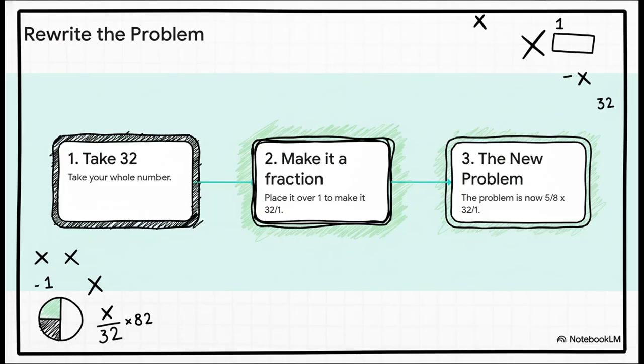Okay, let's do it then. We take that 32, and poof, we write it as 32 over 1. And just like that, our problem isn't a fraction times a whole number anymore. Now it's a fraction times another fraction, which is way, way easier to handle. Now we're all set up for the really cool part.